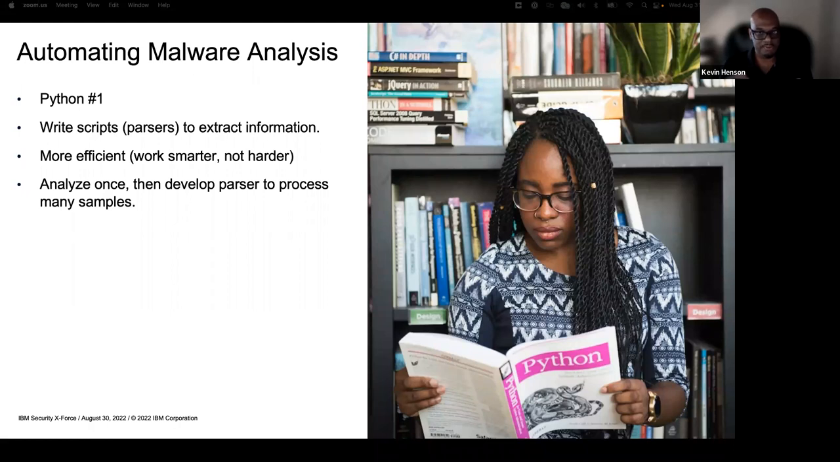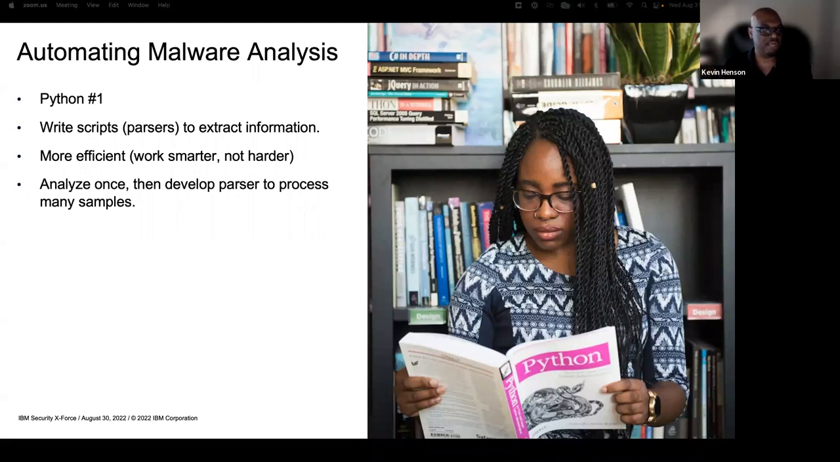Python is a programming language. It's a scripting programming language. And I use it to write scripts, what's called parsers, to extract information. And these parsers go hand in hand with automating, which I've mentioned earlier. So the idea is to be more efficient and work smarter and not harder. And so we analyze the code once, we develop a parser, and then we integrate the parser into a larger automated system.